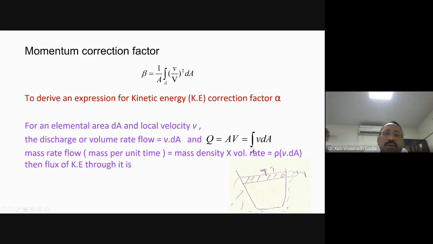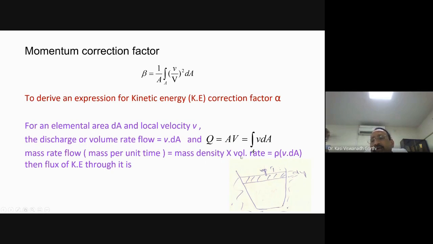The mass rate of flow, or mass per unit time, is equal to mass density rho into volume rate of flow. How do you get this? The mass rate of flow is mass density into volume rate. Volume rate is discharge, and mass density is rho. So rho multiplied by the discharge v dA, that is rho into v into dA, gives you the mass rate of flow. In other words, mass density by definition is mass by volume, mass per unit volume.